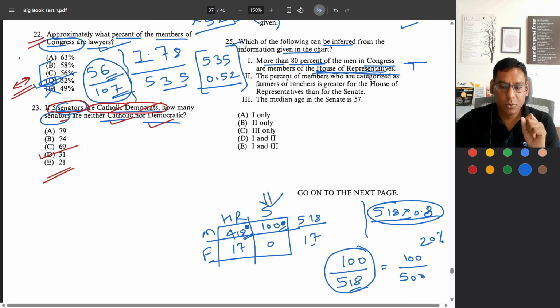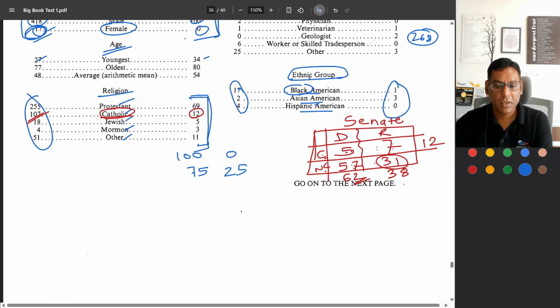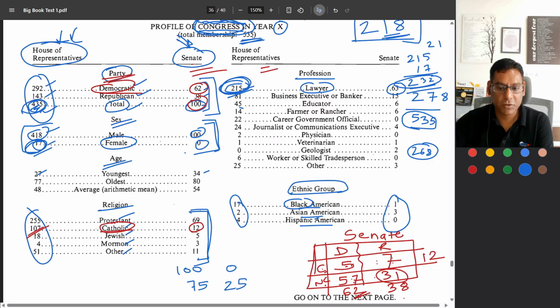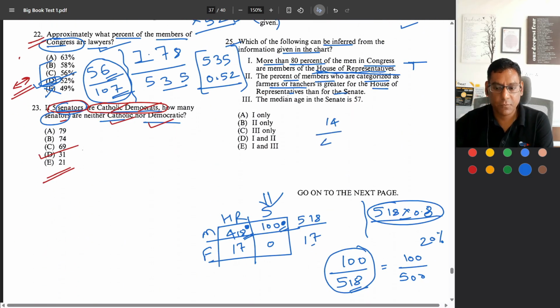Okay, let's look at two. The percentage of members who are categorized as farmers or ranchers is greater in House 1 than in House 2. Proportion, percent of members. So how many members are farmers or ranchers? 14 out of 435 compared with 6 out of 100. Which one is bigger? See here, this is almost by a factor of 2. This is almost by a factor of 4.